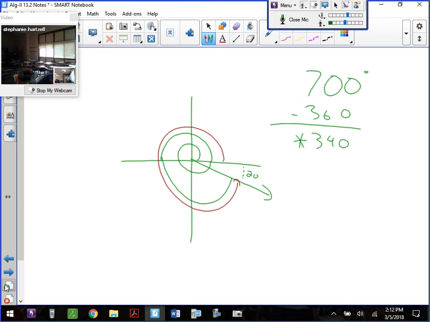It has the same distance off the x-axis, it's 20 degrees off. And if I do that one more time, what is my negative coterminal angle? Negative 20. And there's my negative coterminal angle, because all I had to do is move down 20 degrees.